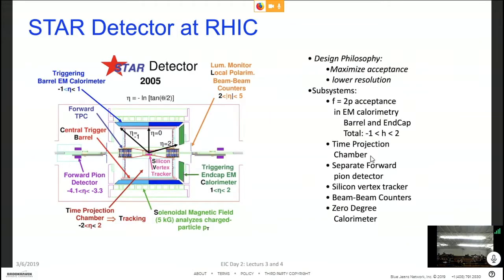The STAR detector is shown here. That looks a lot more like a collider detector, with full 2-pi acceptance. And again, the collisions happen in the center, the beams come from left and right, and various detector components are mentioned.